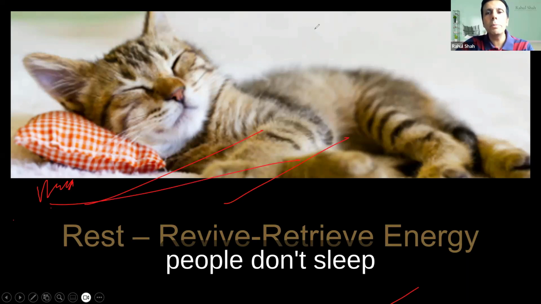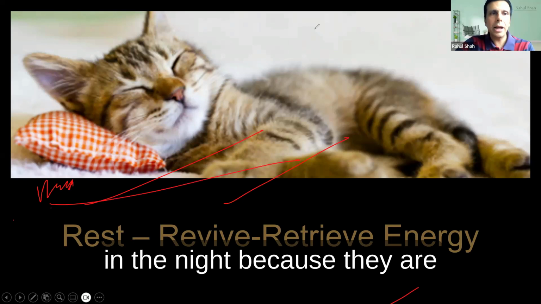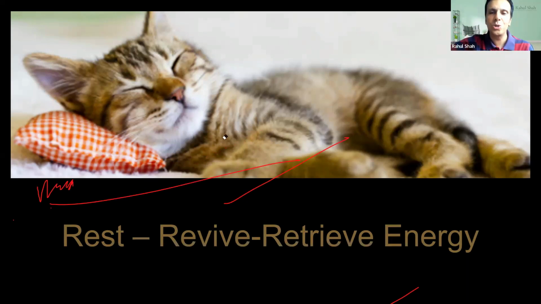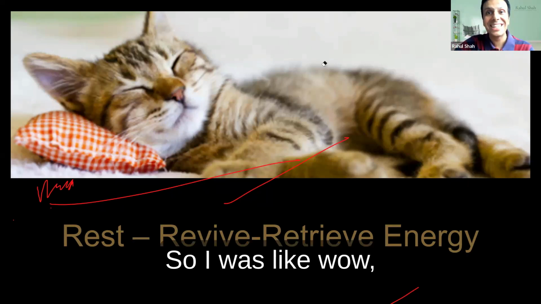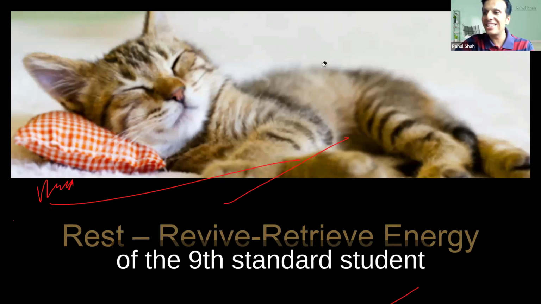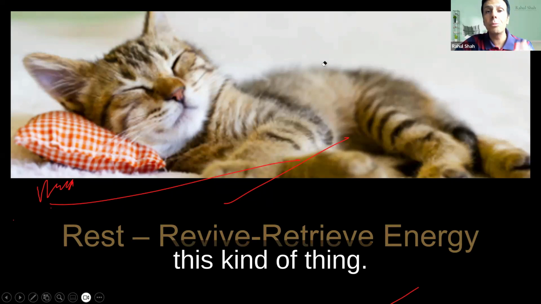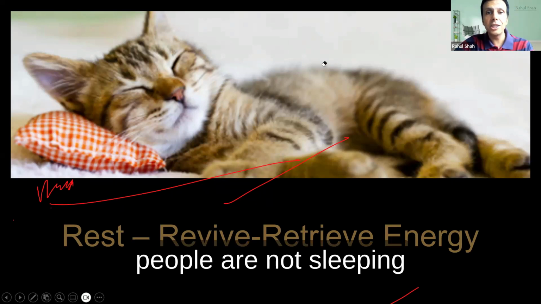So she said, you know what, people don't sleep at night because they are studying the whole night, and while writing the paper, they doze off. You're writing the paper and sleep comes, your pen slips from your hand and a line gets drawn like that. So I was like, wow, is that true? And she said most of the 9th standard students experience this kind of thing. So imagine, in 9th, people are not sleeping just before the exam.